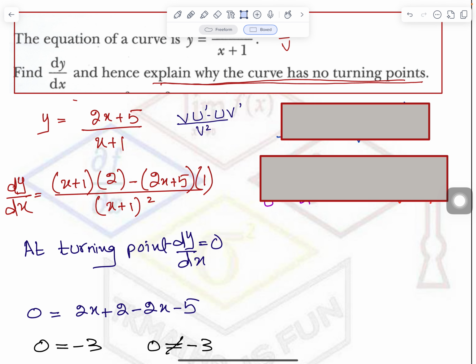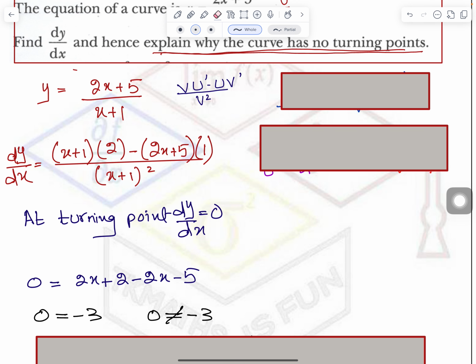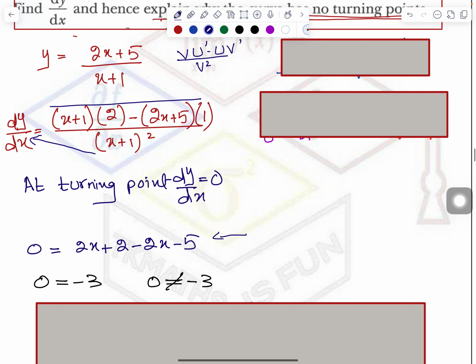I'm doing it slowly so that you can check each and every step. When you put it equals to 0, this will go here and disappear. And the numerator you are simplifying, which is here. Okay, so what happened? This cancels out. Plus 2 minus 5 is minus 3. On the other side you have 0.